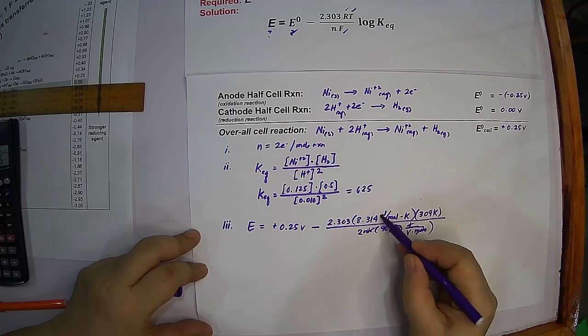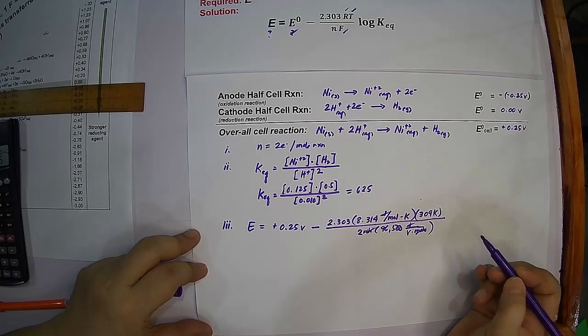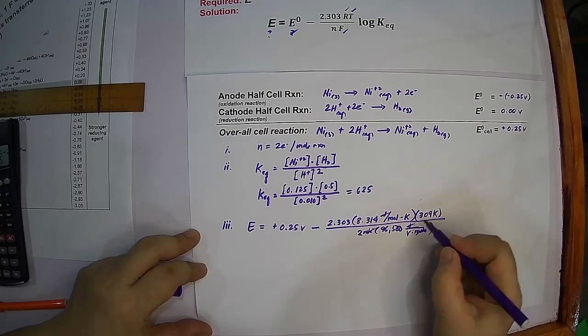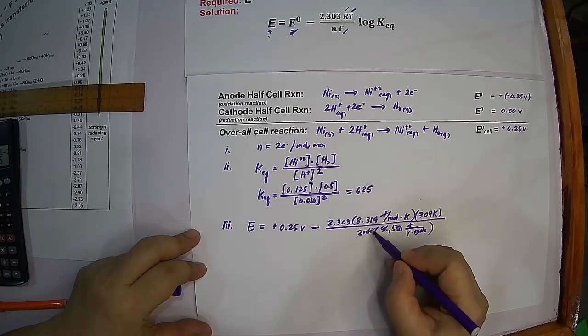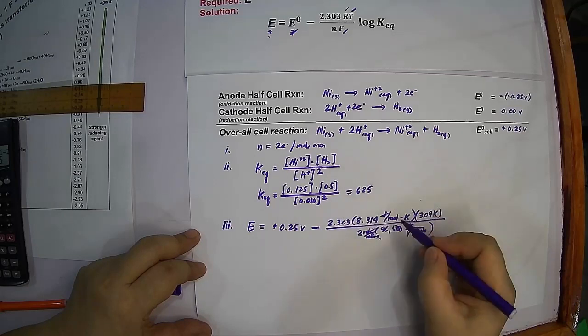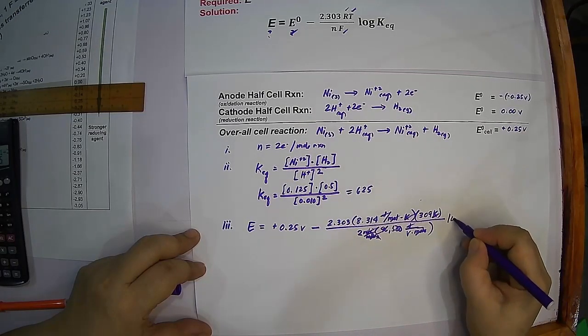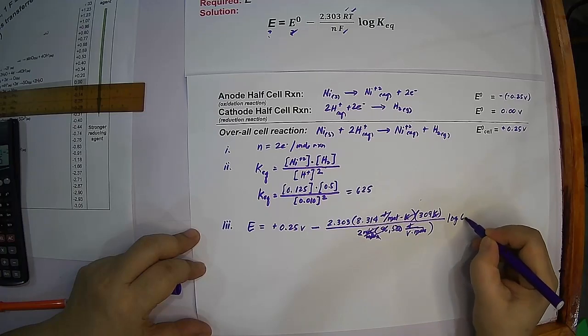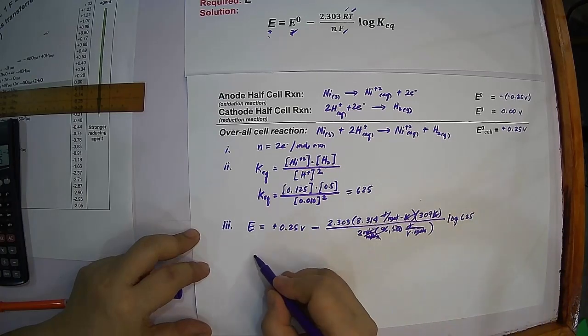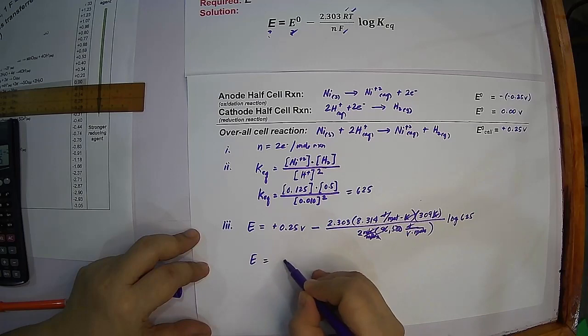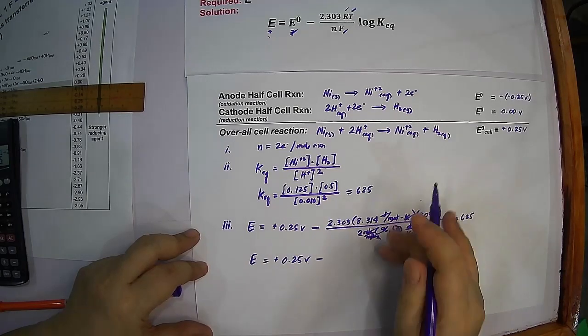The joule will cancel out. Okay, this is mole per mole of reaction as well. The unit there, so the mole cancels out, Kelvin cancels out. Then we have the log of 625. So the potential is positive 0.25 volt minus this whole thing.